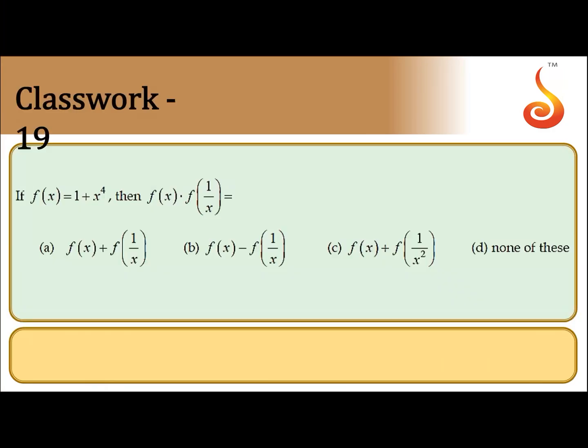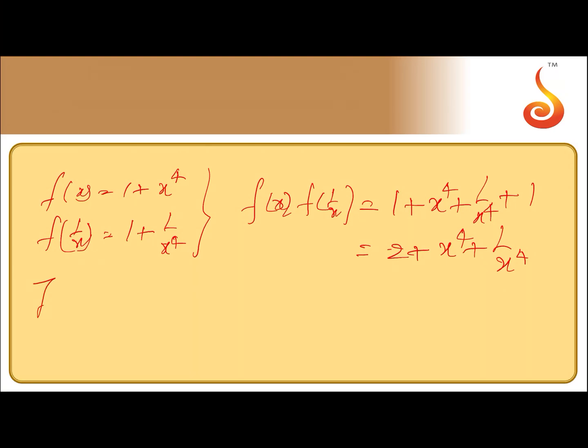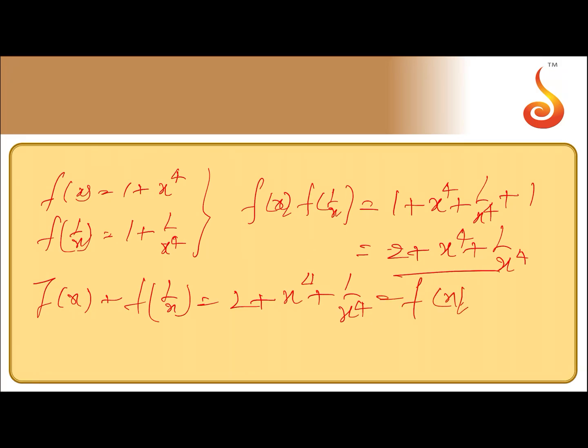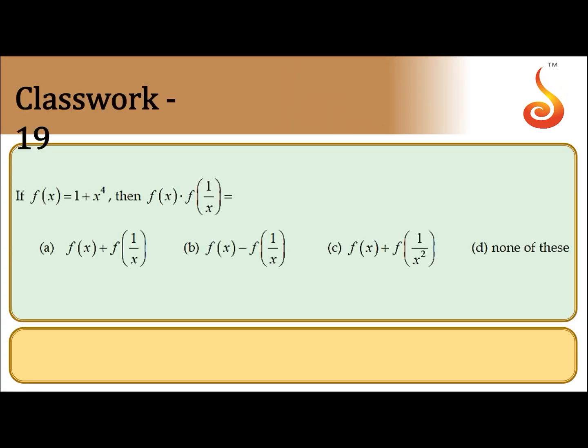I got it. So when I take up the options here, you can choose the first one, f of x plus f of 1 by x. When you add f of x plus f of 1 by x, that is equal to 1 plus 1, 2 plus x power 4 plus 1 by x power 4, exactly coinciding with the answer, and therefore that is equal to f of x into f of 1 by x. So therefore I would say that f of x into f of 1 by x equals f of x plus f of 1 by x is the correct answer.